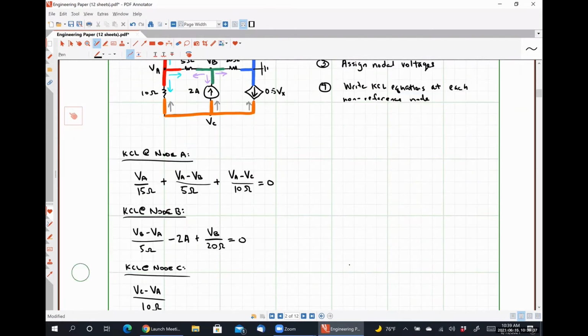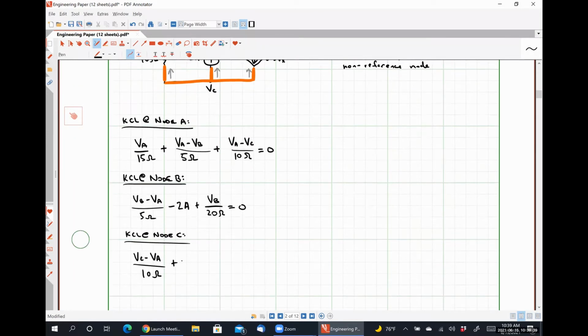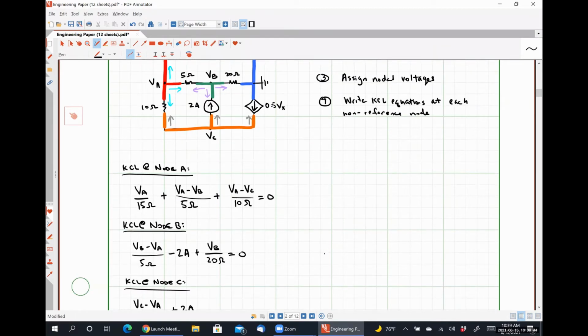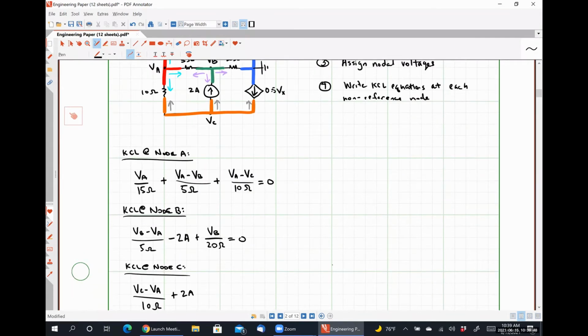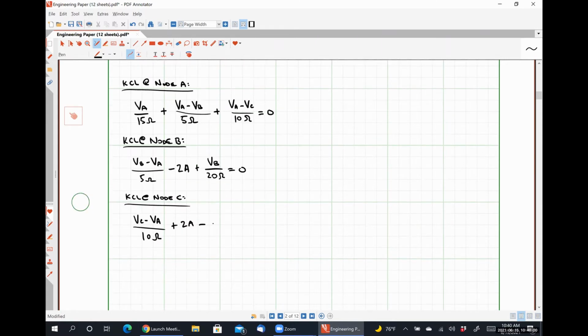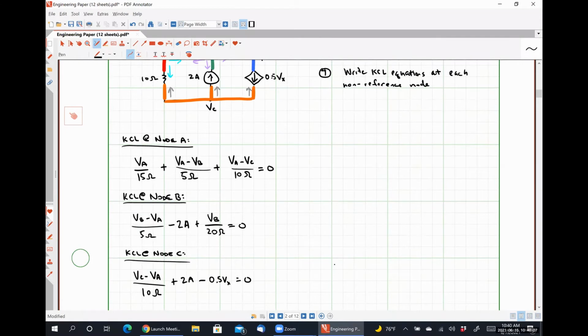Two amps, right? Positive 2 amps. So that gray arrow is in the same direction as the arrow of the current source. So that's why it's just 2 amps. Lastly, we have the current flowing up through the dependent source. So the arrows are in opposite directions. So it will be negative 0.5 VX. Zero. All right, and so now we're going to have a new fifth step, all right?